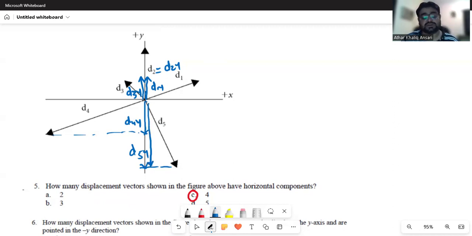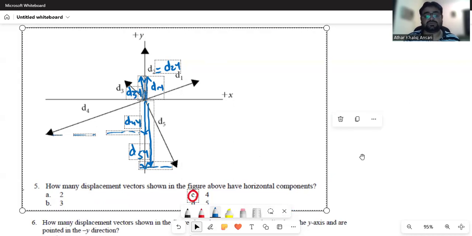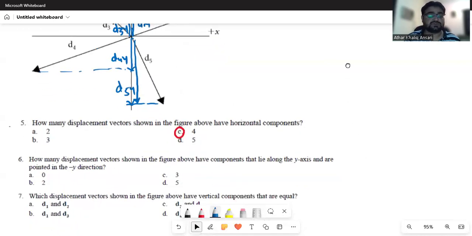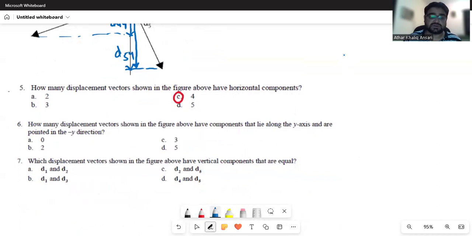So two are in negative y direction, whereas the rest are upward. So we can say this is on the positive y direction. So the answer to this question is, sorry, two are on negative y direction and three are on positive y direction. So your choice will be this.